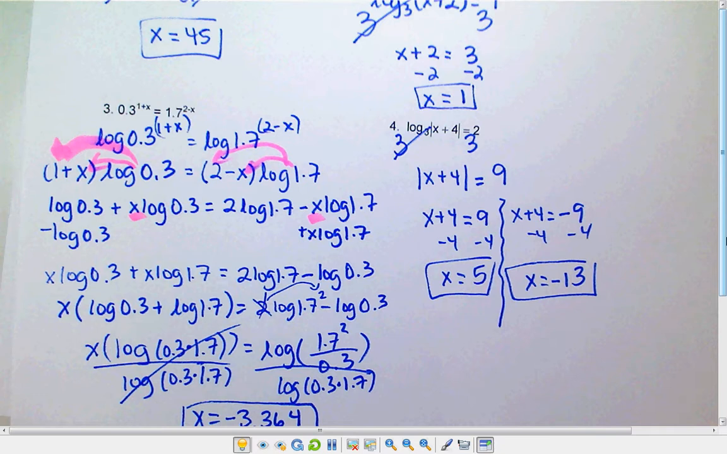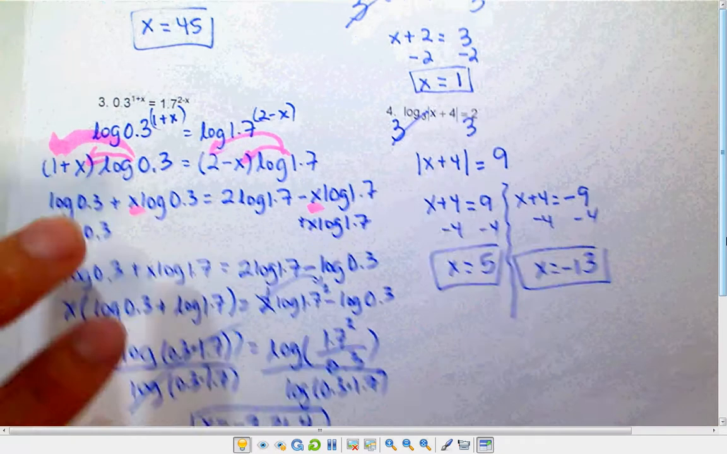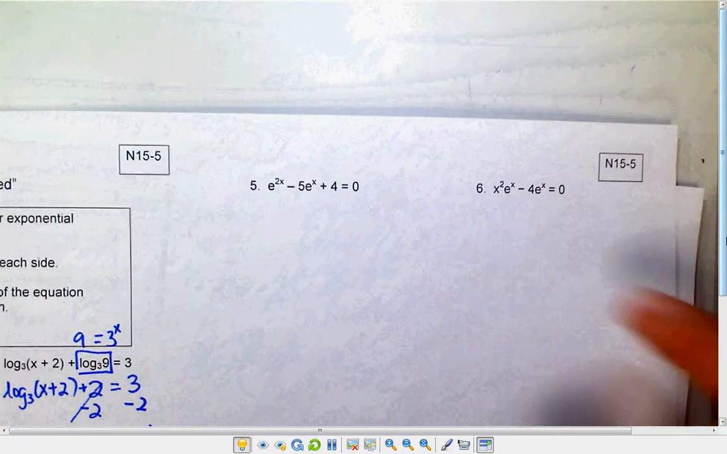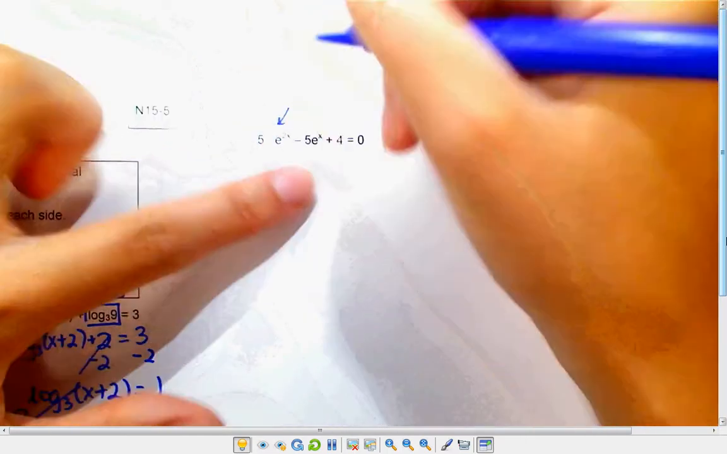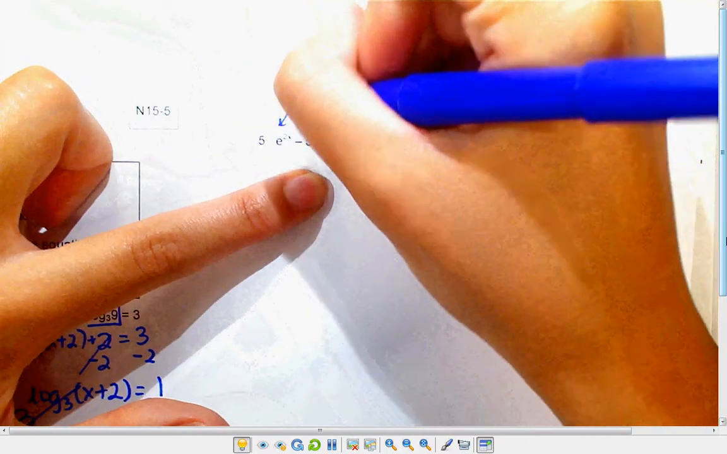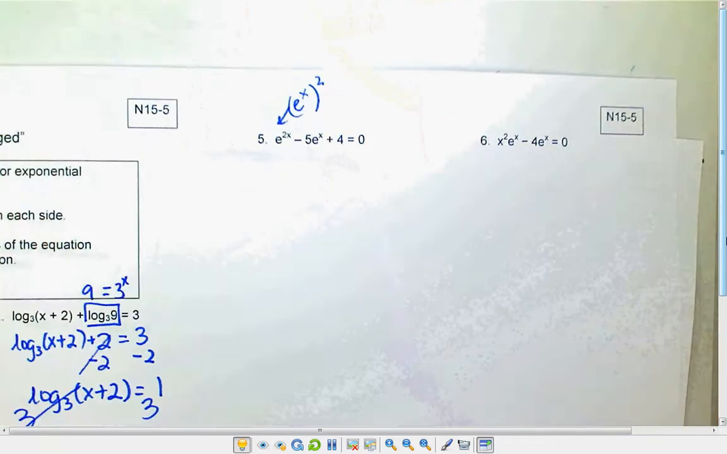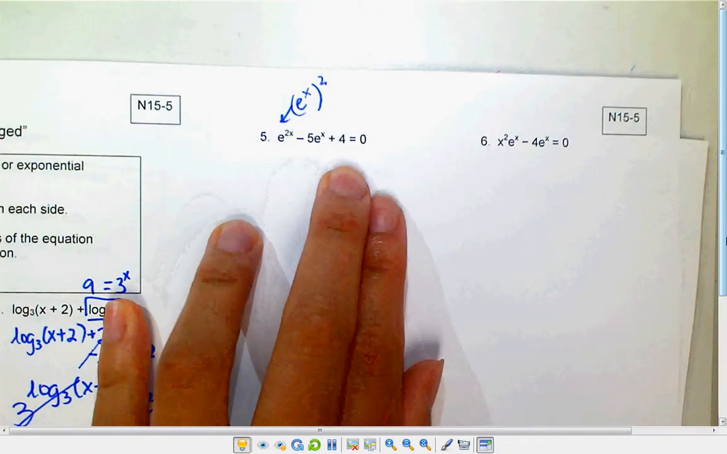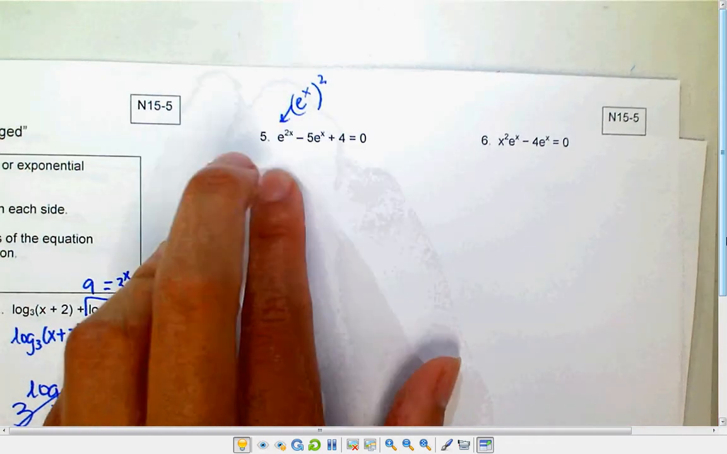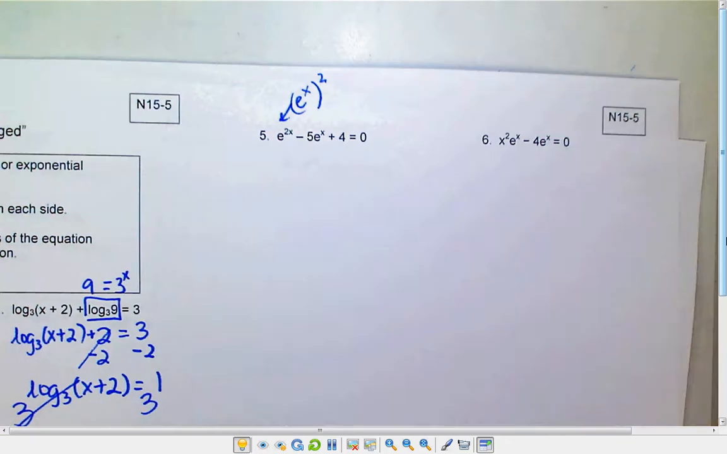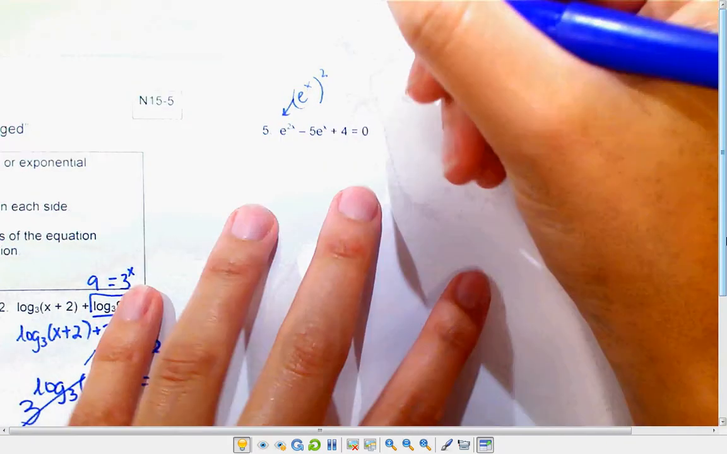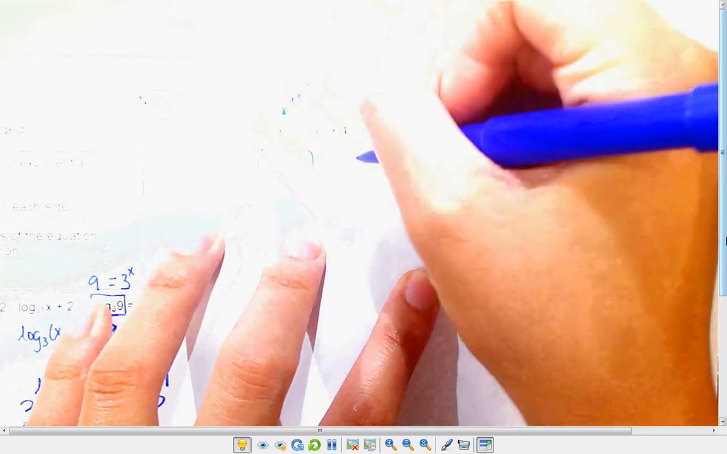Okay, last two problems. So number 5, this is one that you haven't seen before, but actually is quite simple, because this right here, e to the 2x, is really e to the x squared. And notice this looks just like a trinomial, right? This looks just like x squared minus 5x plus 4. So the way we solve this is very similar to how we solve trinomials. We're going to be factoring.